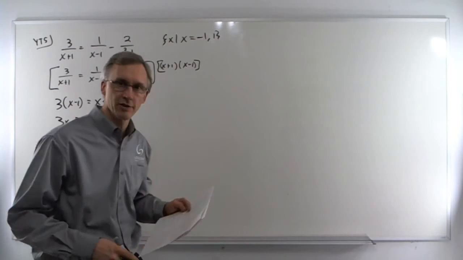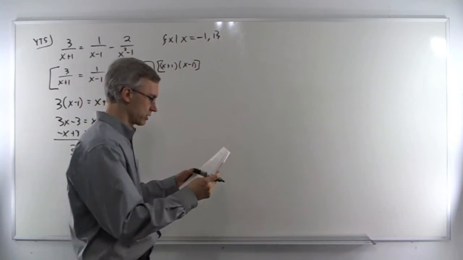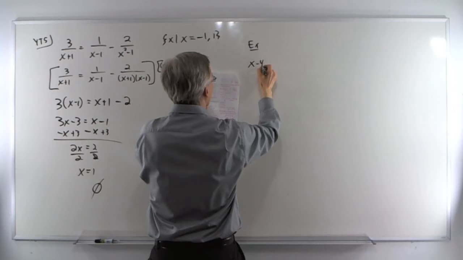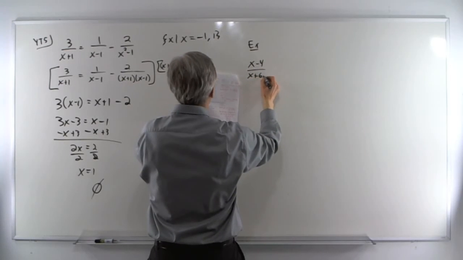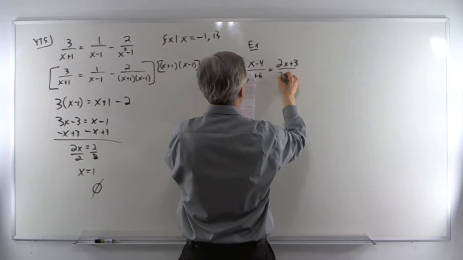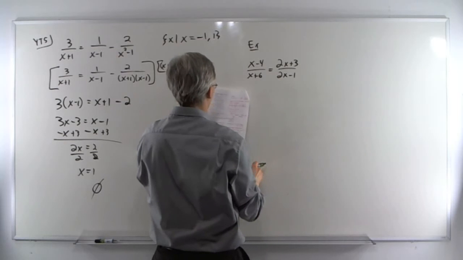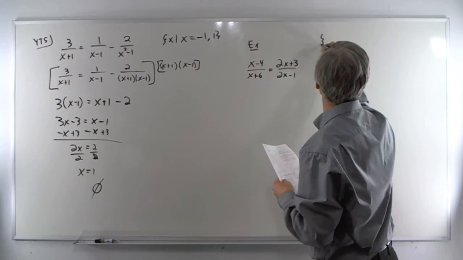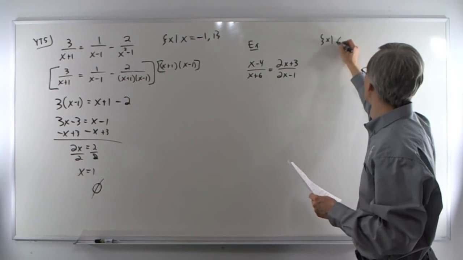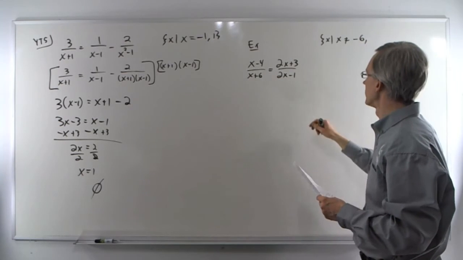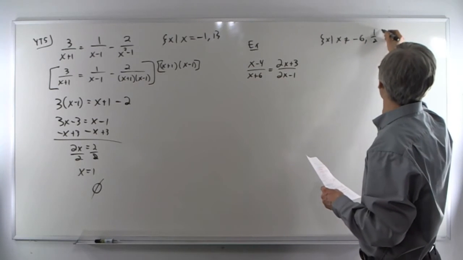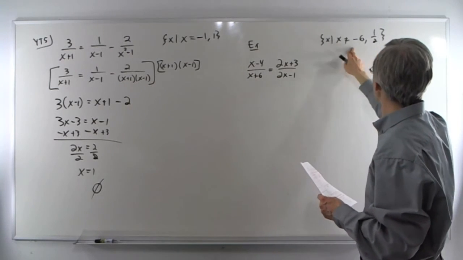Next example is a particularly nice form of a rational equation. All right, so here you have a -6, that's going to produce division by 0. Set 2x minus 1 equal to 0, we get 1/2. So those two values are excluded from the domain.